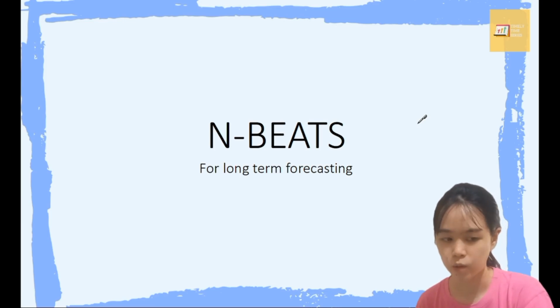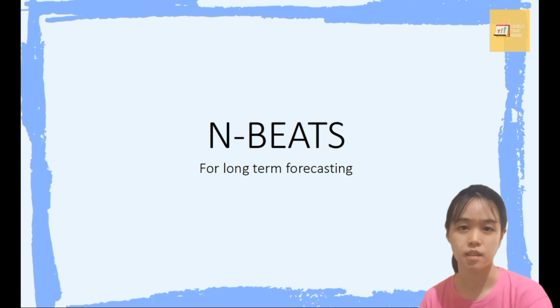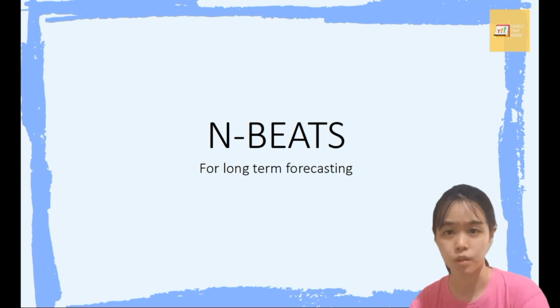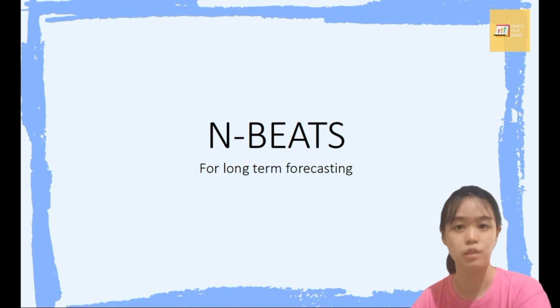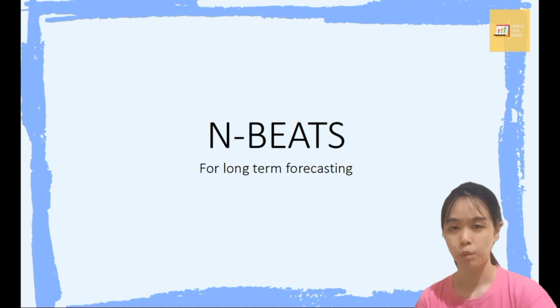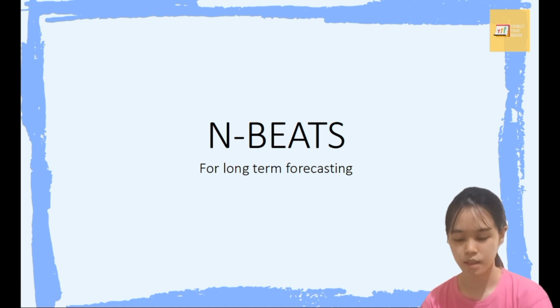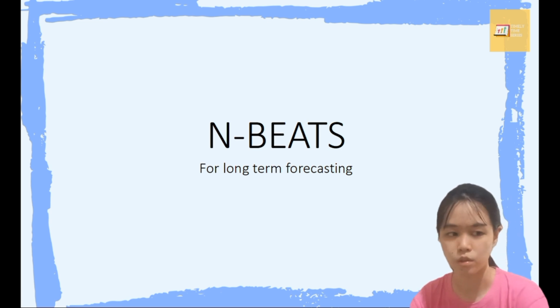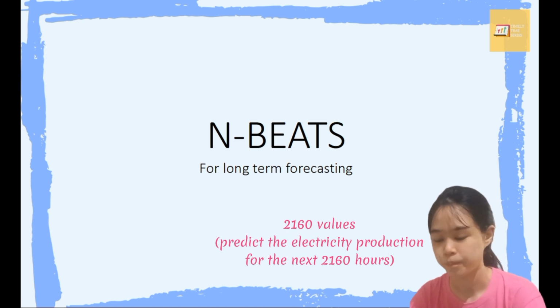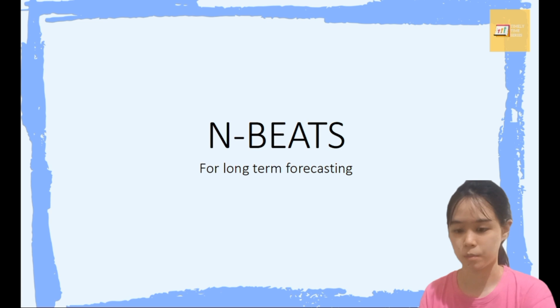So in this video, our task and our data set are exactly the same as in the last video, which is electricity production from renewable energy resources in Romania from 2019 to 2023. And we want to do long-term forecasting, which is forecasting the electricity production from October to December 2023. So we have around 2,000 values to be predicted. That's why it's called long-term forecasting.